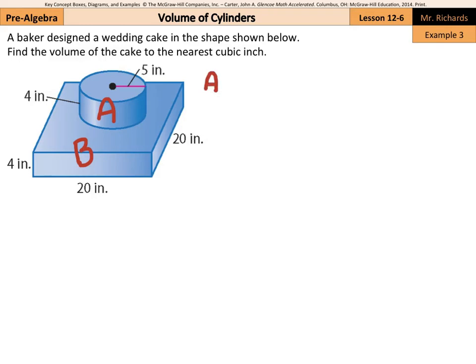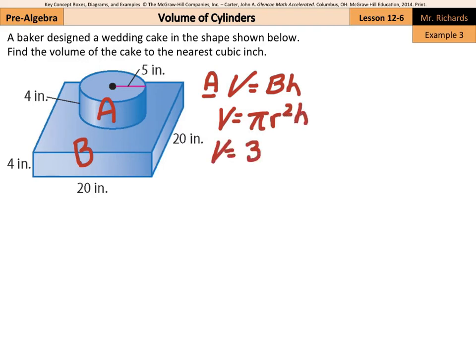If we start with our cylinder, we'll call that shape A. Volume is going to equal the area of the base times the height. So volume is going to equal pi radius squared times the height of the cylinder. Volume is going to equal 3.14, my radius is given to me as 5 squared, times the height of 4. 5 squared is 25, and when I multiply that by 4 and 3.14, my product is 314.